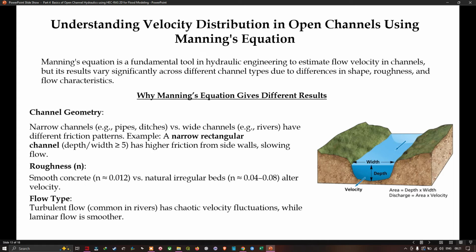Next is the roughness. Smooth concrete versus a natural irregular bed alters the velocity. Smooth concrete has higher velocity and lower friction, whereas natural irregular beds have higher friction with low velocity. Next is the flow type. Turbulent flow has chaotic velocity fluctuations, while laminar flow is smoother.